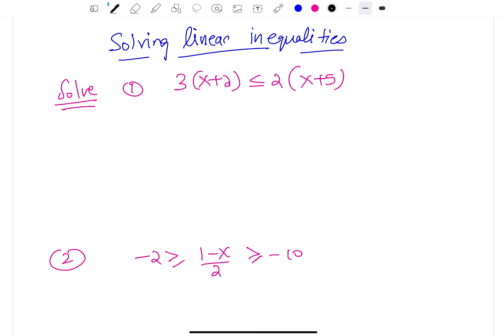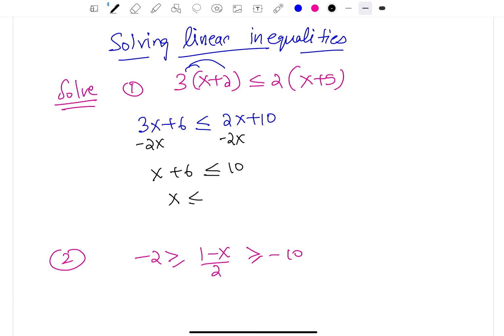So here's our first example. To solve this inequality, we want to isolate the x. First step would be to distribute the 3 in there. 3x plus 6 less than or equal to 2x plus 10. Now I'm going to bring the variables to one side, so I'm going to subtract 2x from both sides. x plus 6 less than or equal to 10. x less than or equal to 10 minus 6, which is 4.